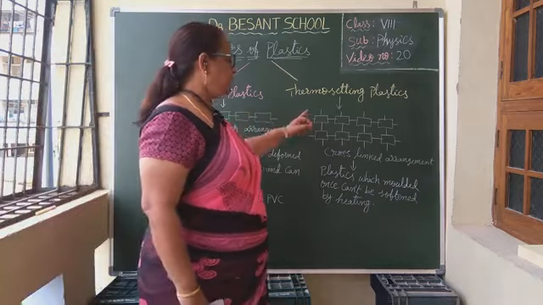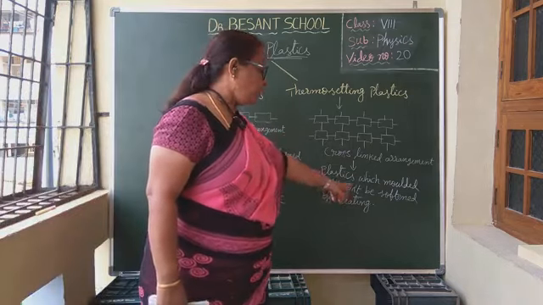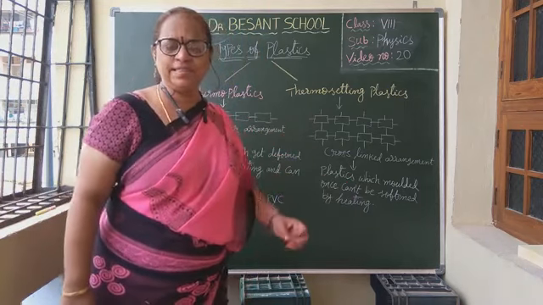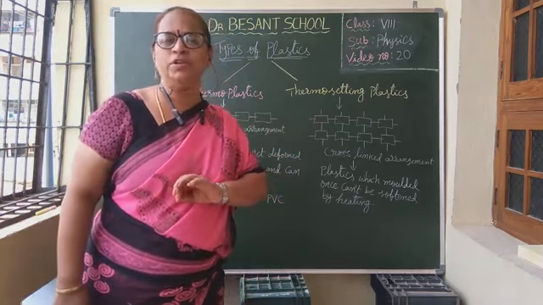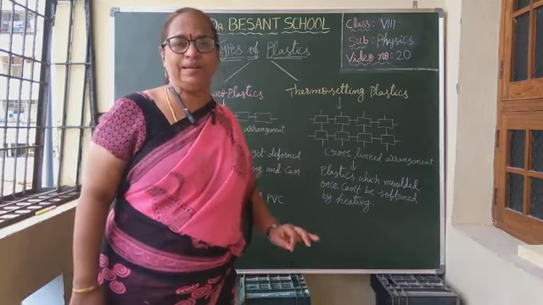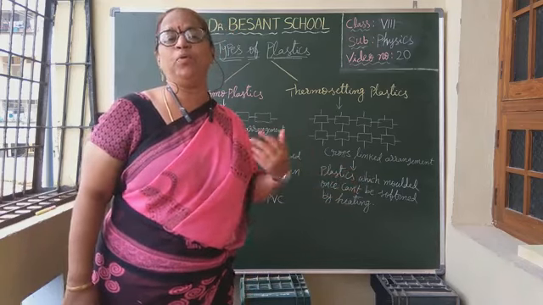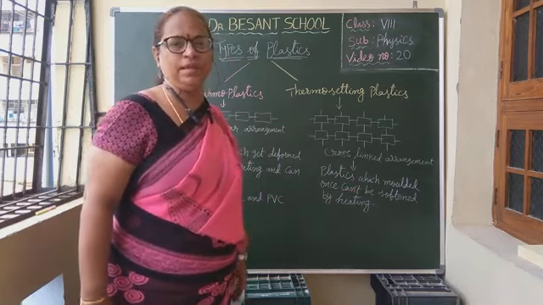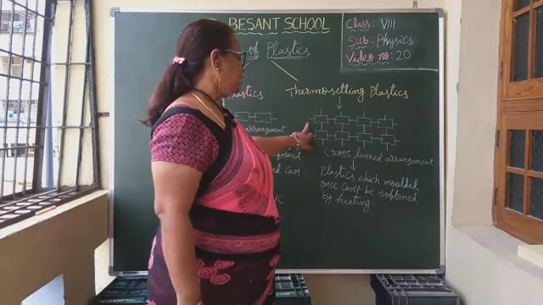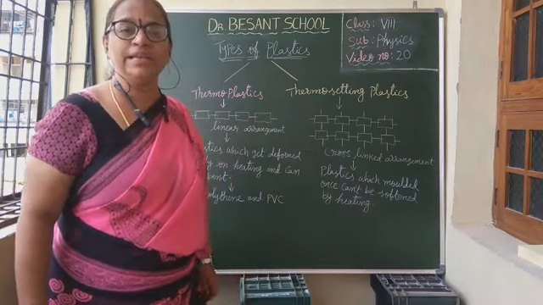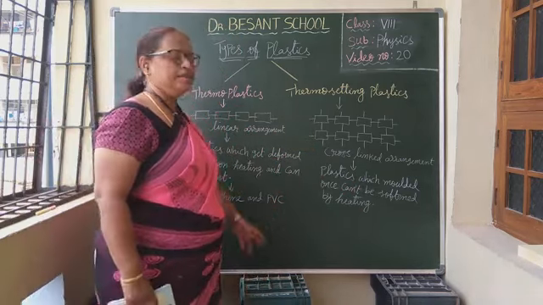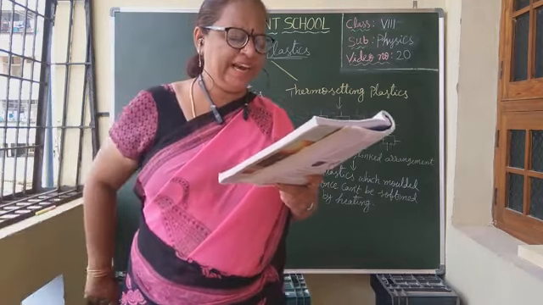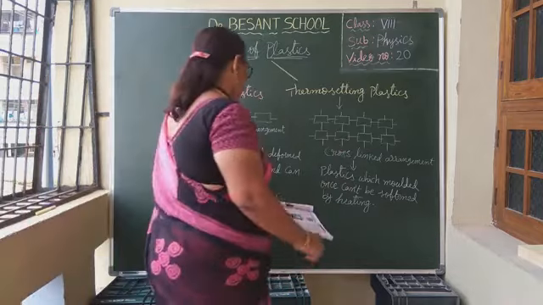Whereas thermosetting plastics, once molded, can't be softened by heating. Once they are prepared, they cannot get soft, they will not melt, and they cannot be remolded. Such plastics are called thermosetting plastics. Why? Because of their arrangement. Cross linked arrangement makes them very strong. Clear, children? Bakelite and melamine are examples of this type of plastics.